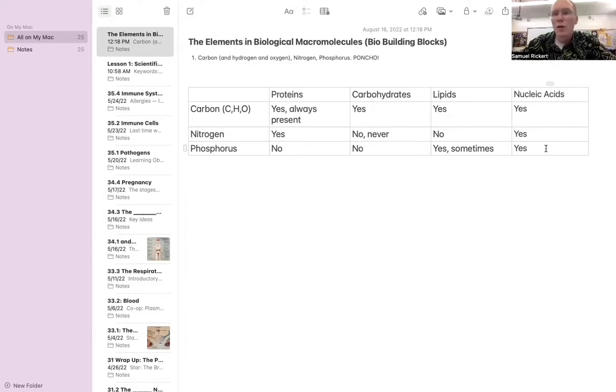So what did we learn today? First, we talked about the PONCHO elements with the extra O just for creative license. Second, we talked about which of these elements are in which of our macromolecules. These are the macromolecules that we're going to be referring to throughout the course. So you need to know what elements make up them as we go forward and show you their 3D structures. Once we know the elements that make them up, then we can go deeper into their unique chemical properties next time. That's it for today.